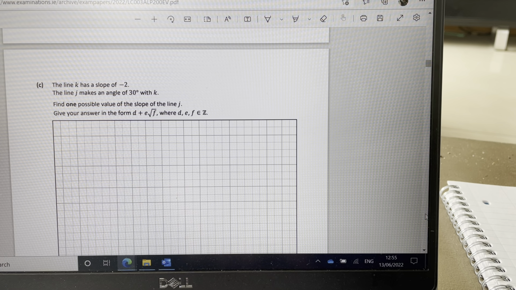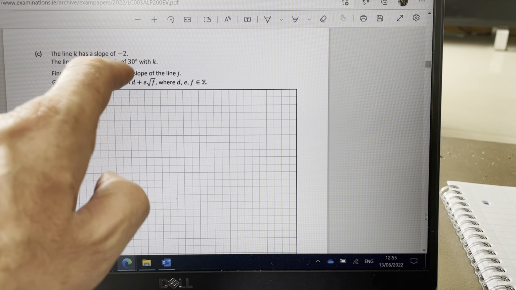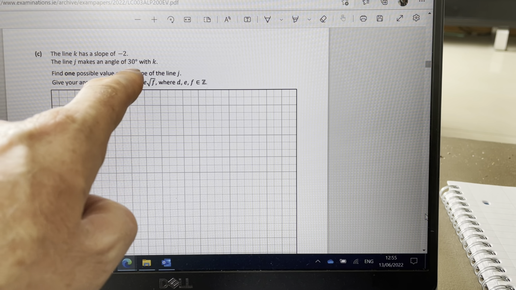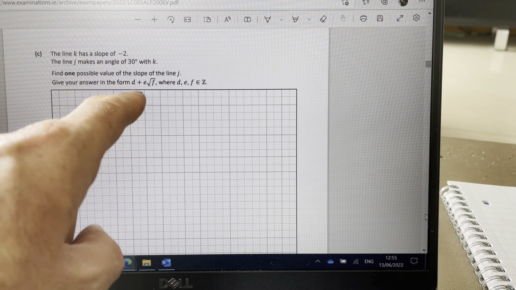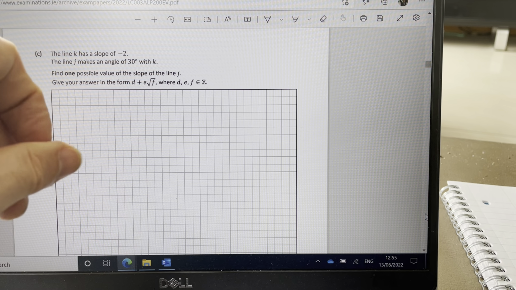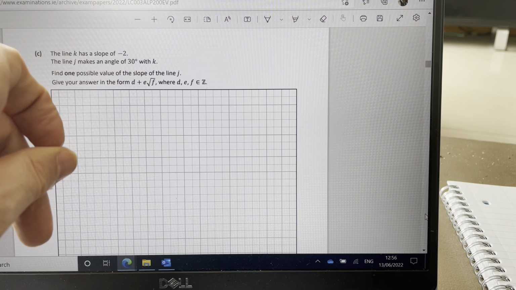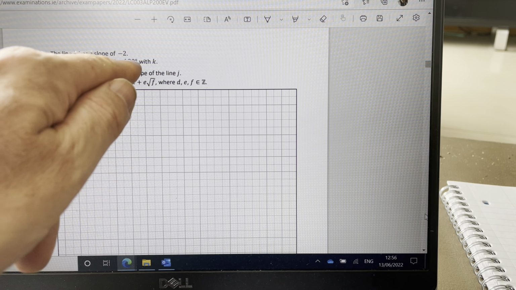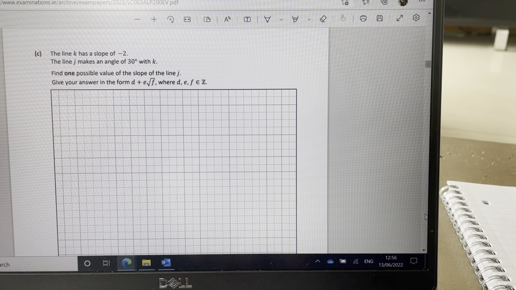And line k has a slope, line j is at an angle of 30, find one possible value of the slope of the line j. Okay, so you can use your formula for the angle, the tan of the angle between two lines given slopes m1 and m2 of the lines. Bang that in there, and that will give you the tan of the angle between the two lines, so it's the tan of 30. That will give you the slope of the other line. That should be fair enough.